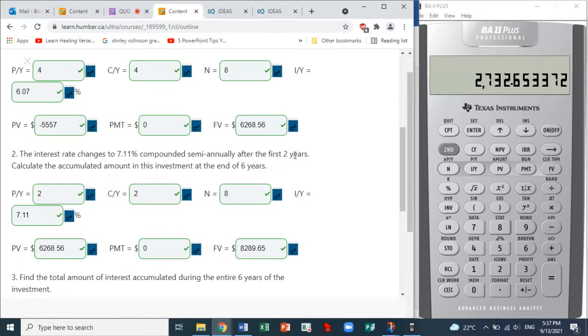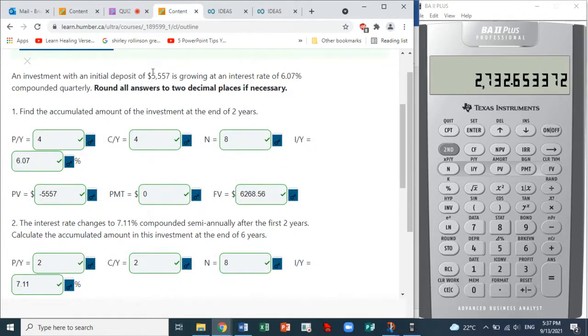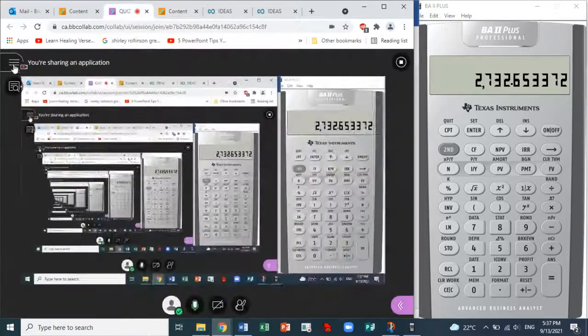And we had to subtract the 2 years because it's at the end of 6 years, meaning 6 years after the initial deposit of $5,557. So after the 2 years, the amount was 6268.56. So after 4 more years, the amount, the future value or the maturity value or the accumulated value, is 8289.65. Okay, that brings us to the end of quiz 2.